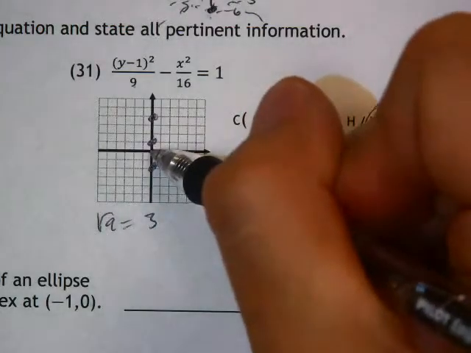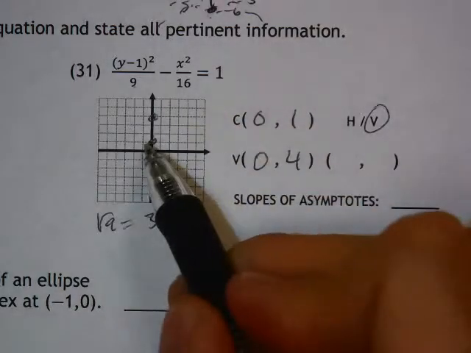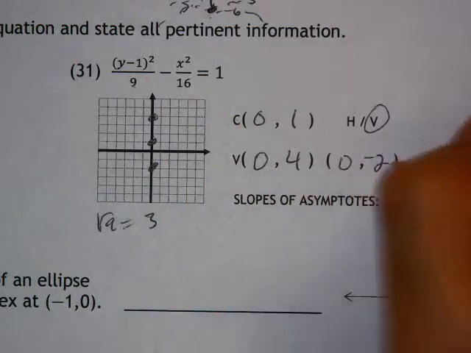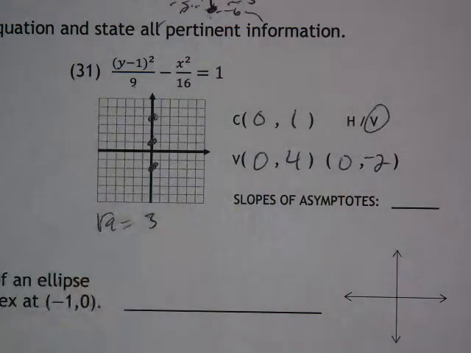The coordinates here are 3 up from the center, which would be 0 and 4. 3 down, which is 0 and negative 2. There's the coordinates: 0, negative 2, and 0, positive 4.